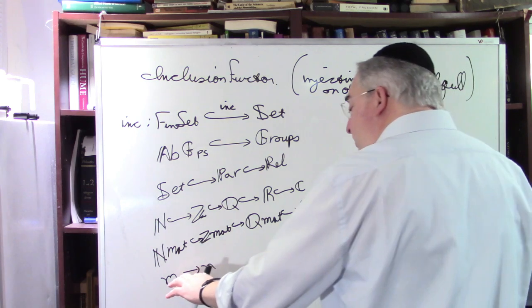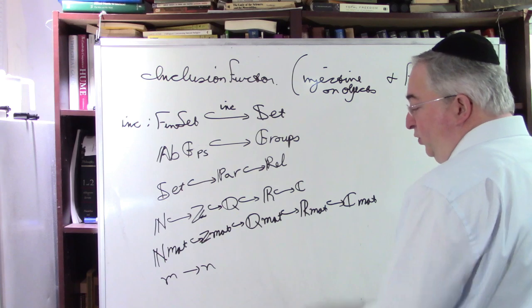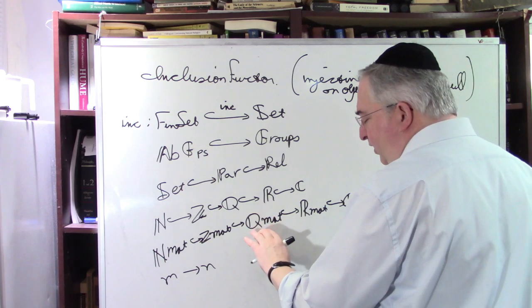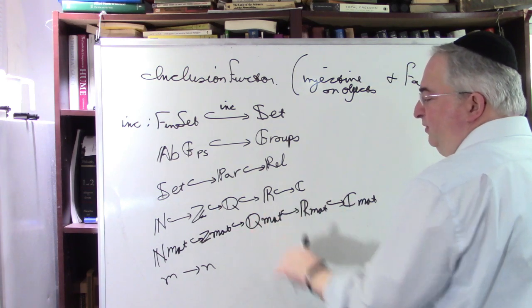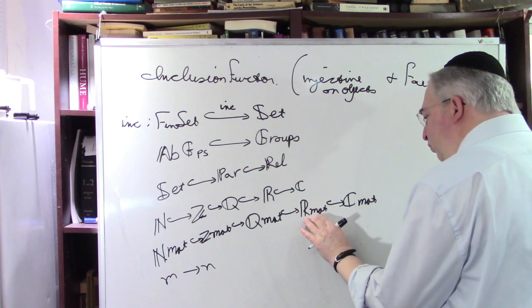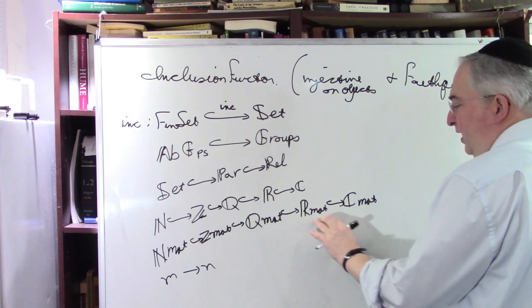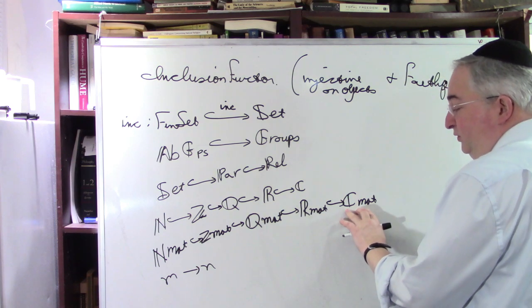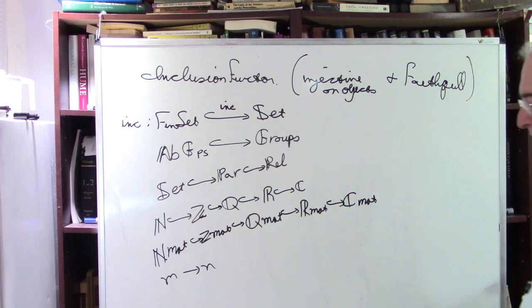I'm sorry, all the objects are the same. The objects are natural numbers, and the morphisms are matrices with these types of entries. Okay, so a real matrix with 4 rows and 7 columns can be thought of as a complex matrix with 4 rows and 7 columns. And that's that inclusion.